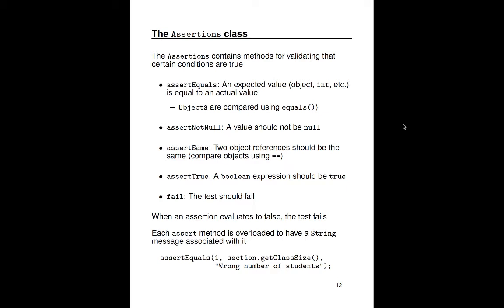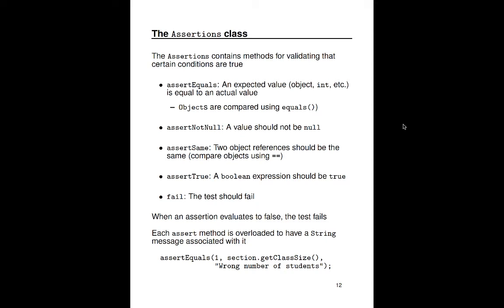Assertions also has a method called assertNotNull, which asserts that some value that you have calculated by running your test has a value that's not null. assertSame takes two object references and asserts that they should be the same. They are compared using == as opposed to .equals, which is what's used in the assertEquals method.